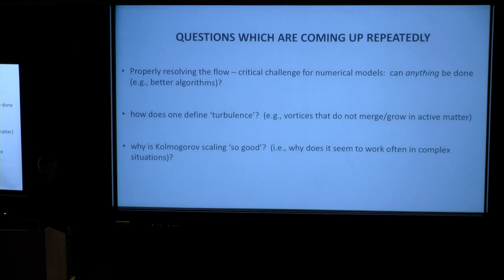Why don't we start with the first one? And if you feel like we discussed the second one, we can jump to the third one. So the first one is this problem that Ethan mentioned several times, but perhaps not wanting to mention it directly. This is a critical challenge for numerical models, and I think I sum it up basically as the problem of properly resolving the flow.